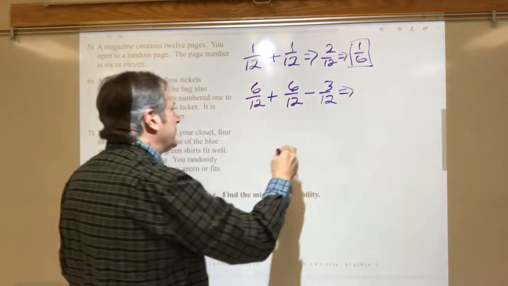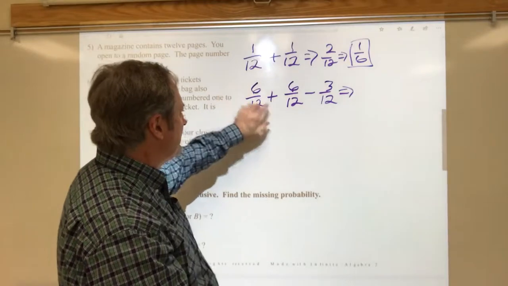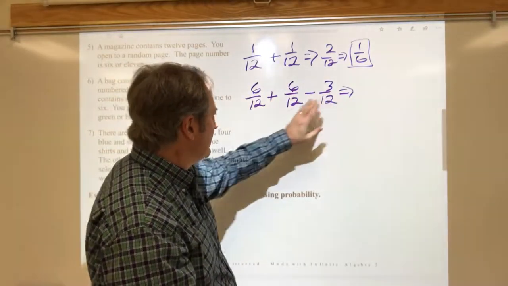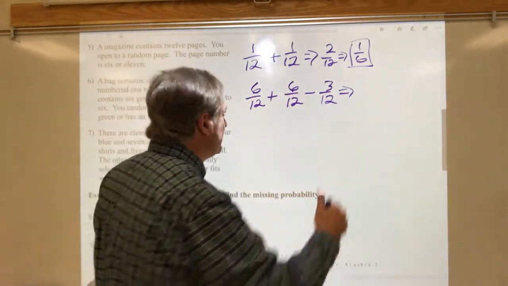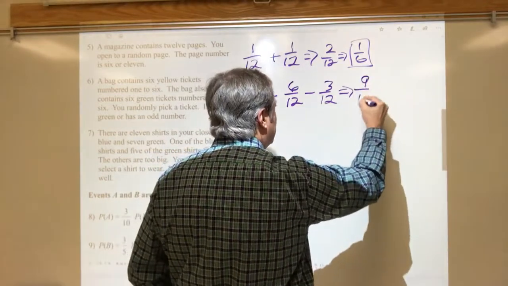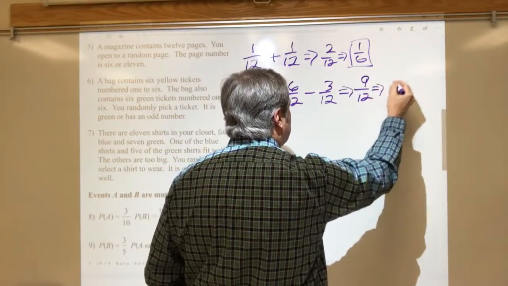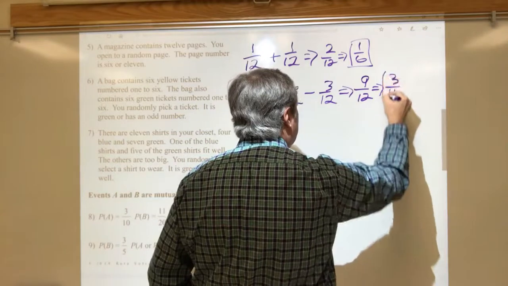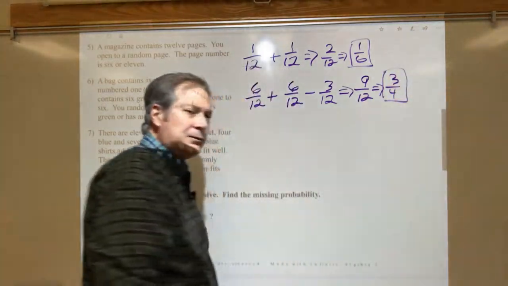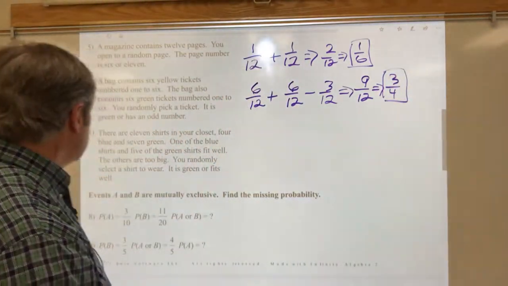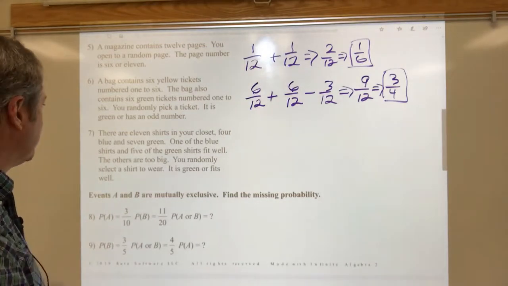And let's see, so we've got 6 over 12 plus, subtracting that out, that'd be 3 over 12 would be 9 over 12. And that reduces by 3, so you'd have a probability of 3/4. Okay, over to number 7.